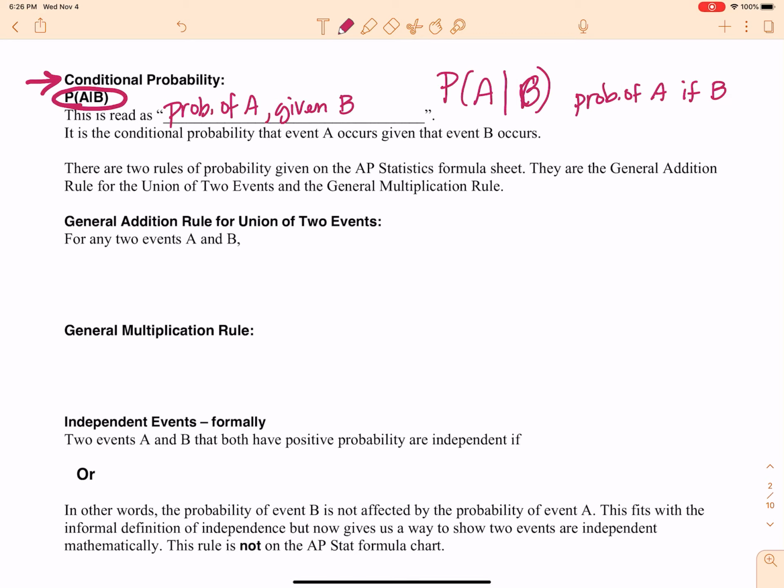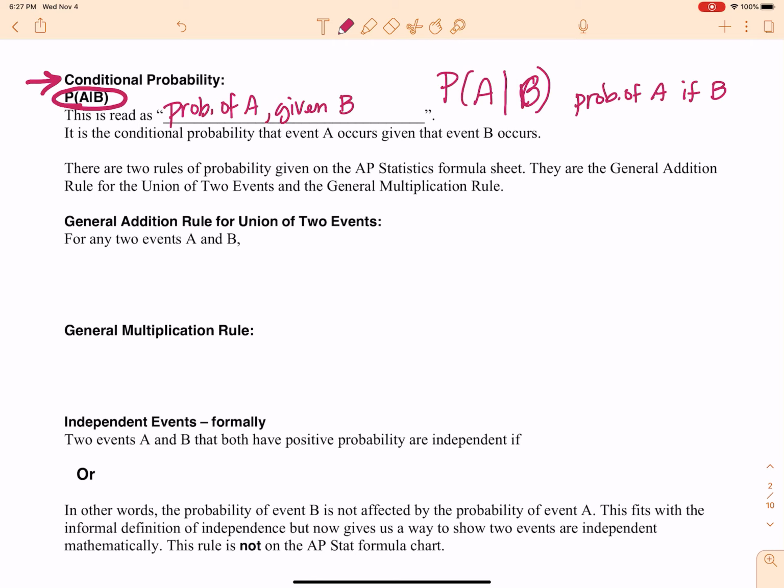So this just means conditional because if you'll think about what conditional love is, I'll love you if, all right? So I'm looking for the probability of something if something else has occurred. So that is what conditional probability is going to look like.